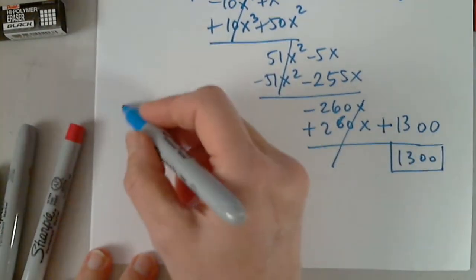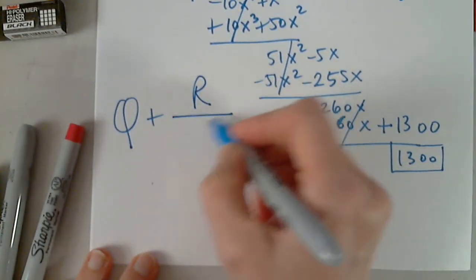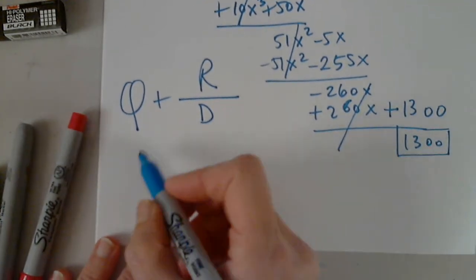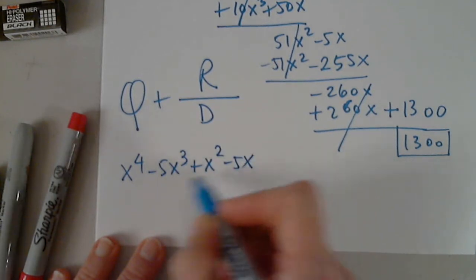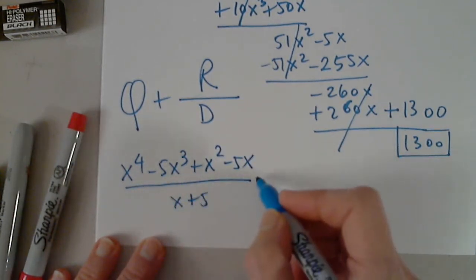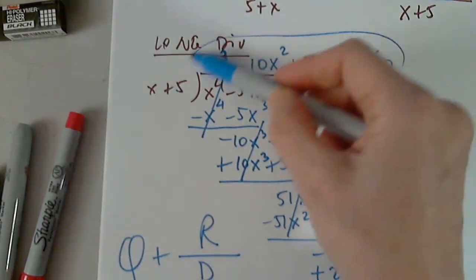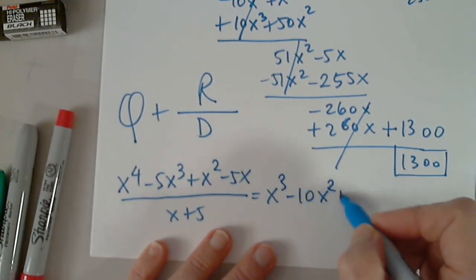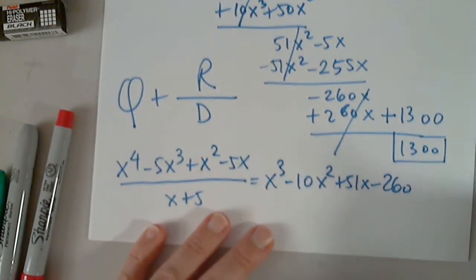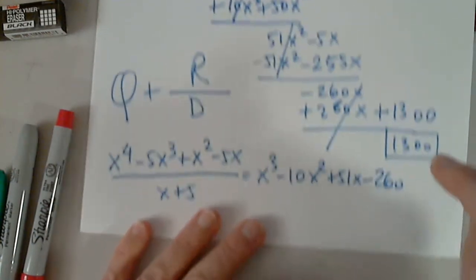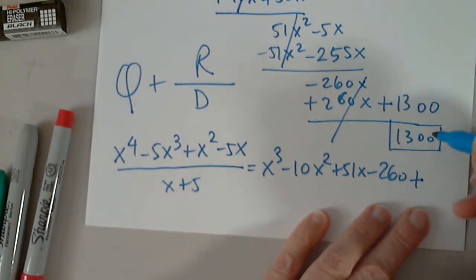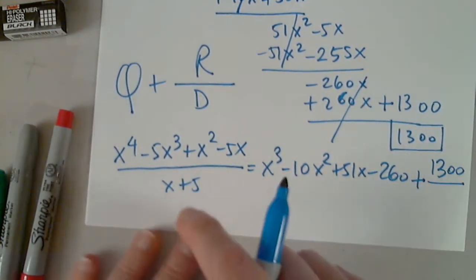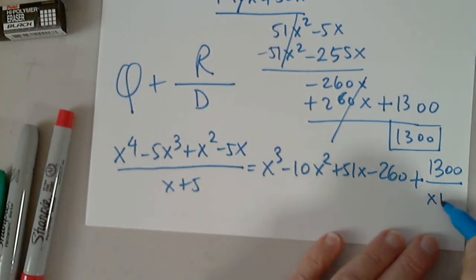So how do I write the answer? It has to be quotient plus remainder over the divisor. So the division of x to the fourth minus 5x cubed plus x squared minus 5x over x plus 5 is quotient. This is the quotient. This is the result. X cubed minus 10x squared plus 51x minus 260. Plus, because it's positive. If this number, the remainder, were negative, I would have written negative, but it's positive. So positive, remainder, 1300 divided by the divisor, x plus 5.